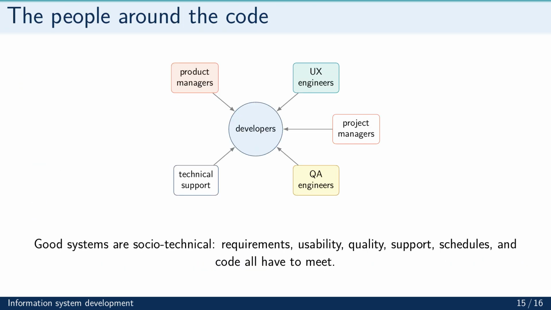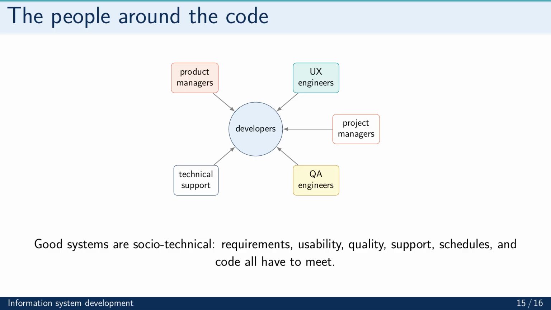The people around the code are part of the system development process. Developers build and connect the technical pieces, but other roles contribute essential knowledge. Product managers learn what clients and users need and help shape goals. User experience engineers focus on making systems understandable, usable, and accessible. Quality assurance engineers design tests that expose failures before users depend on the system. Technical support specialists help users solve problems and often discover patterns that should inform future improvements.